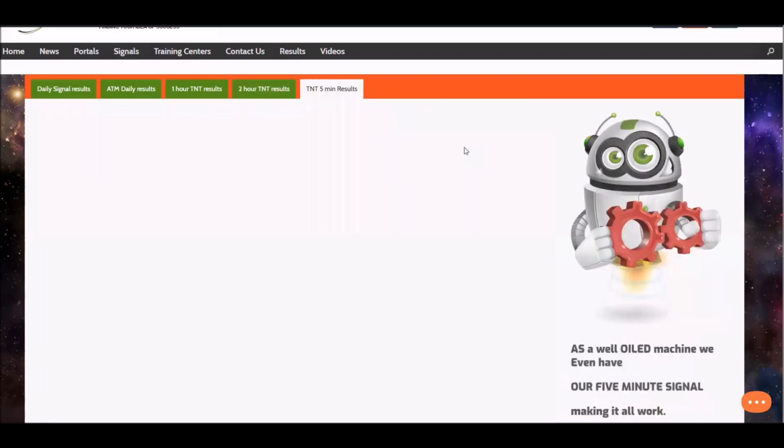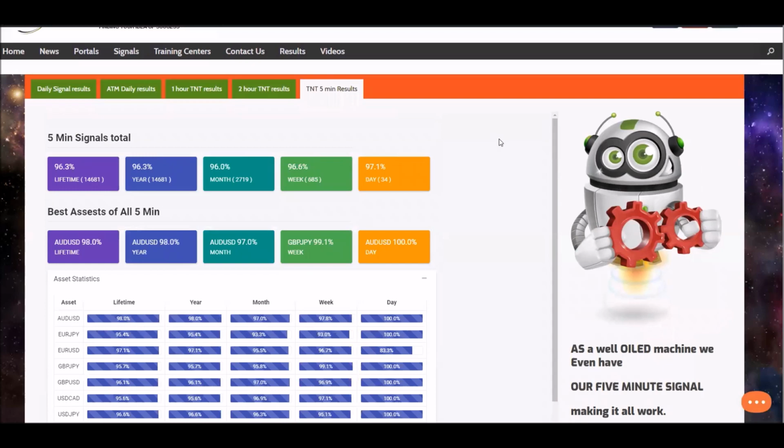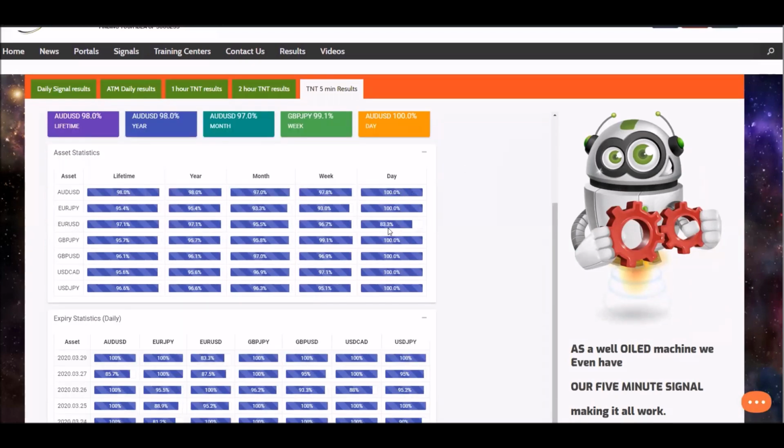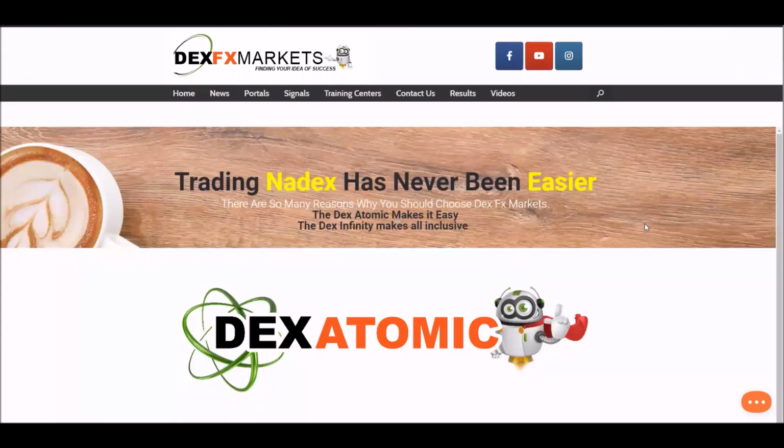And moving on to the 5 minute, this little beastie here, so far only 34 are fired off for the day. But out of those, the lowest asset statistic is 83.3, and that's the Euro USD. The last 7 days, everything's in the 90%, and of course the month would be in the 90%. Okay, moving back to our homepage.